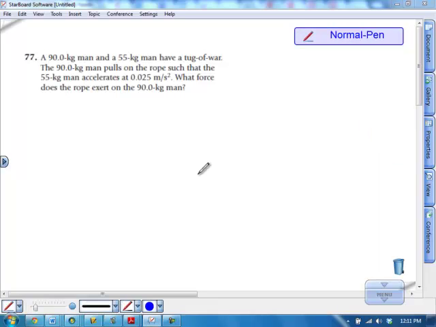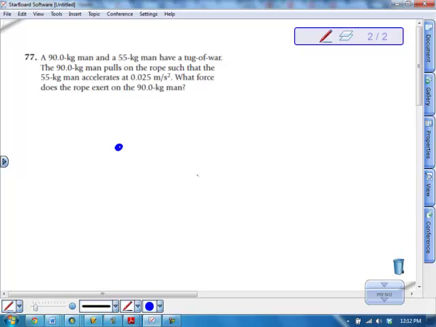Okay, these are homework help problems for Chapter 4 homework. First, number 77, it says a 90-kilogram man and a 55-kilogram man have a tug of war. The 90-kilogram man pulls on the rope such that the 55-kilogram man accelerates at 0.025 meters per second squared. What force does the rope exert on the 90-kilogram man?